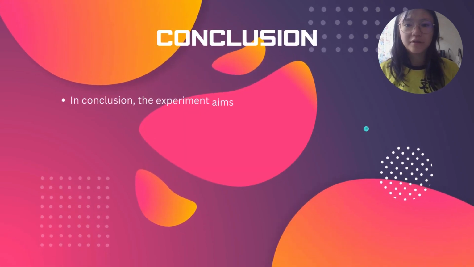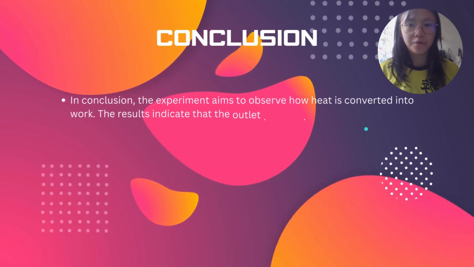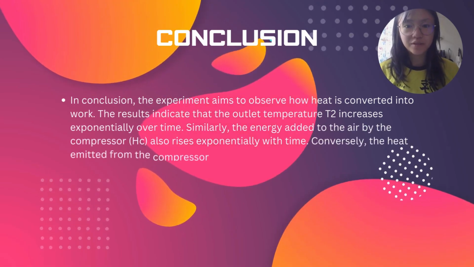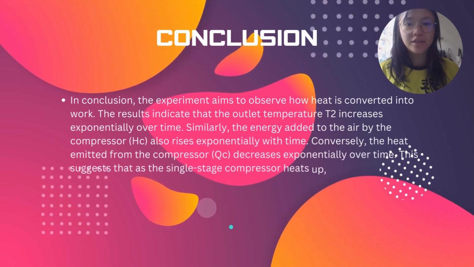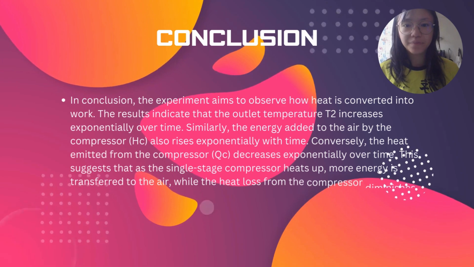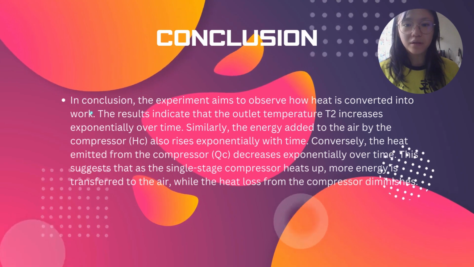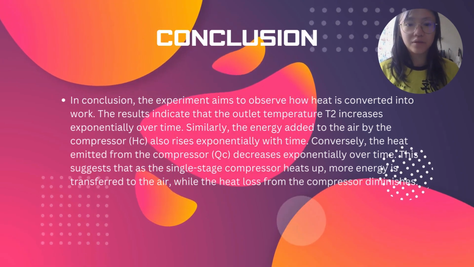In conclusion, the experiment aims to observe how heat is converted into work. The results indicate that the outlet temperature, T2, increases exponentially over time. Similarly, the energy added to the air by the compressor, Hc, also rises exponentially with time. Conversely, the heat emitted from the compressor, Qc, decreases exponentially over time.